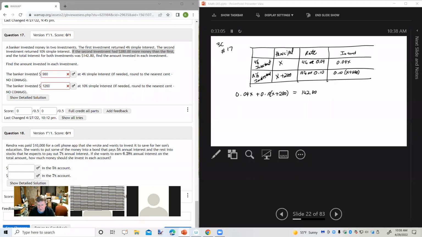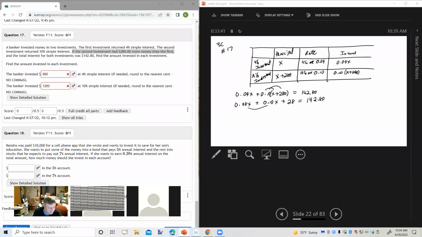Again, any questions so far? All right. So I've got 0.04x plus 0.10x plus, let's see, if I take 0.10 times what, 280, I'm going to get 28, and that equals 142.80. So far, so good.